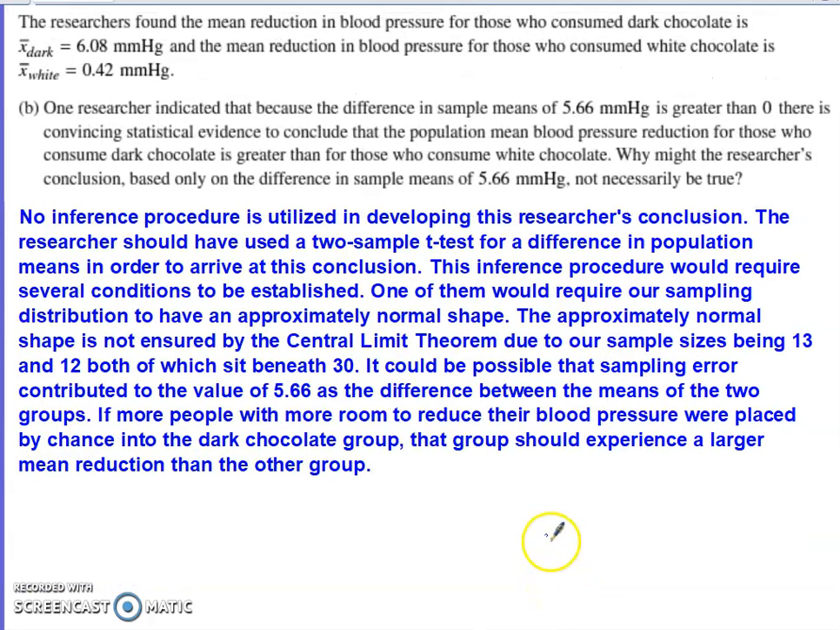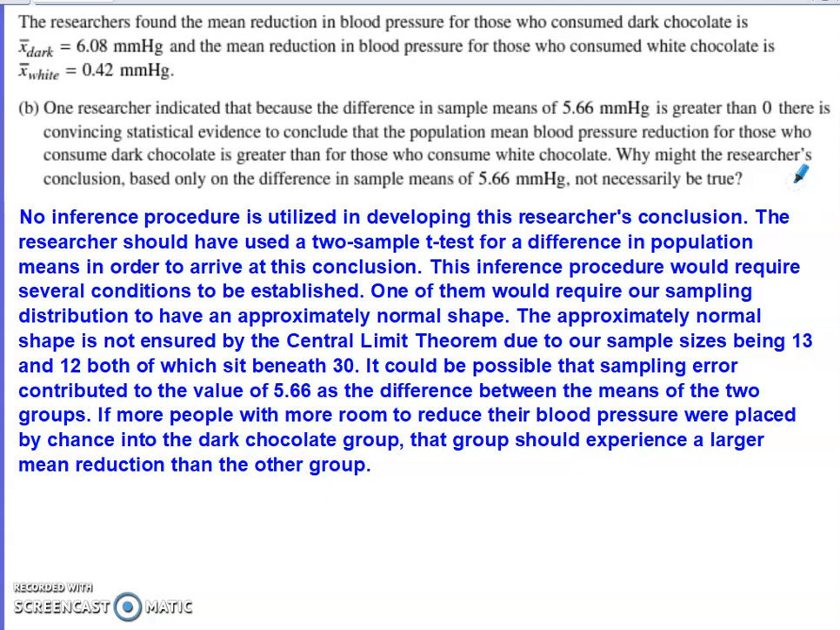Part B says that the researchers found that the mean reduction in blood pressure for those that consumed the dark chocolate is 6.08 millimeters of mercury, and the mean reduction in blood pressure for those who consumed white chocolate is 0.042 millimeters of mercury. One researcher indicated that because the difference in sample means, so x-bar dark minus x-bar white, is 0.566, greater than 0, there's convincing statistical evidence to conclude that the population mean blood pressure reduction for those who consume dark chocolate is greater than for those that consume the white chocolate.